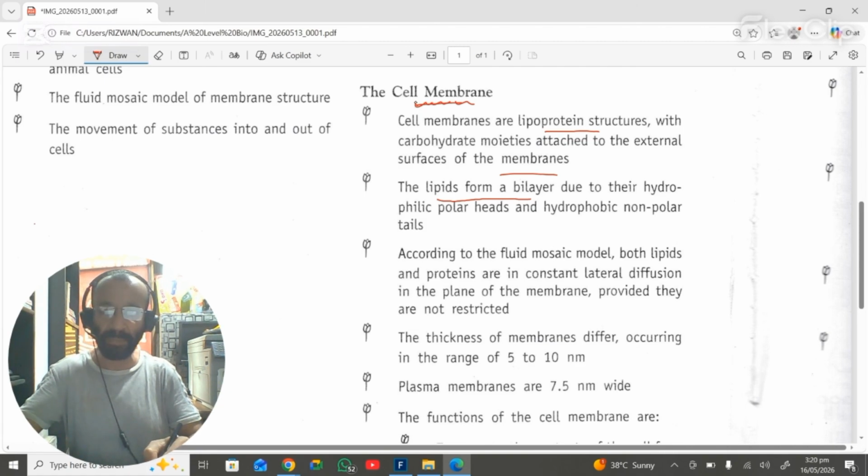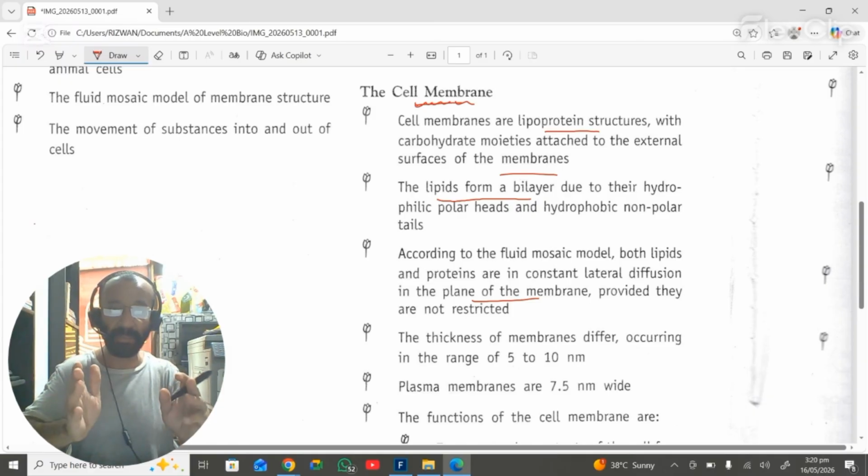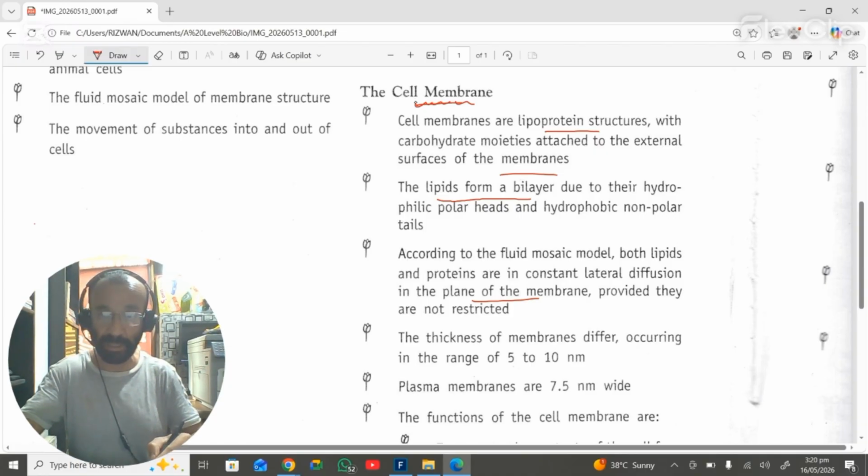The next point to remember is, according to the fluid mosaic model, both lipids and proteins are in constant lateral diffusion in the plane of the membrane. So this is a very important point to remember, that the lipids and the proteins are in a constant state of diffusion, provided that they are not restricted.